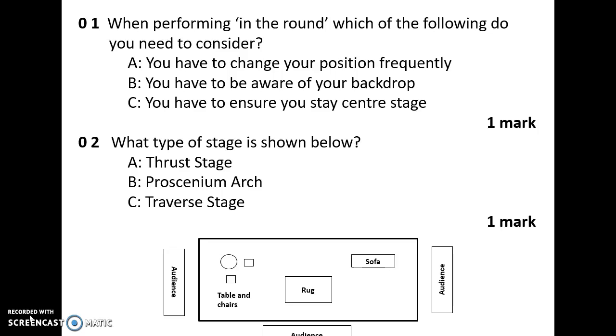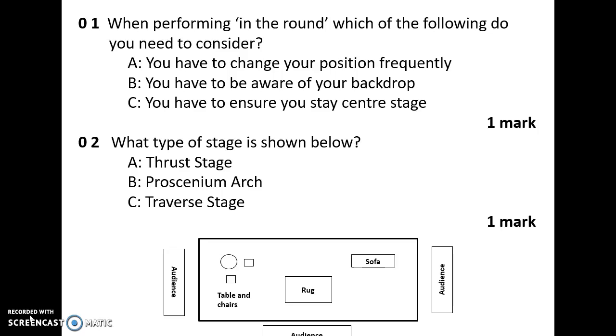A couple of questions now, to see if you were having a look at the pros and cons. So, number one, when performing in the round, which of the following do you need to consider? A, you have to change your position frequently. B, you have to be aware of your backdrop. Or C, you have to ensure you stay centre stage. Have a think about that one.